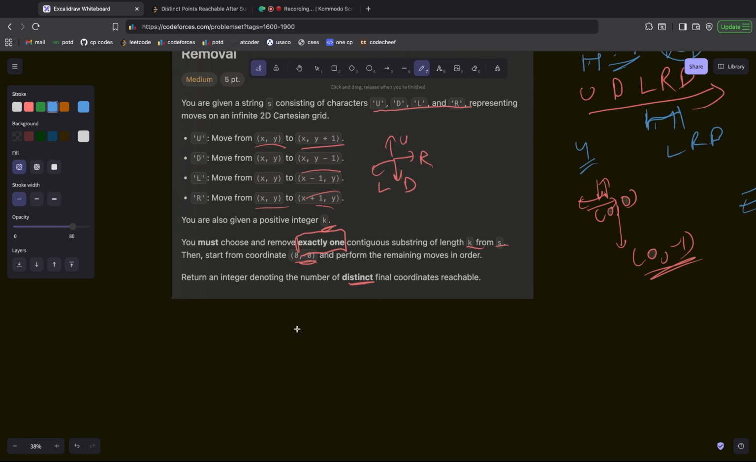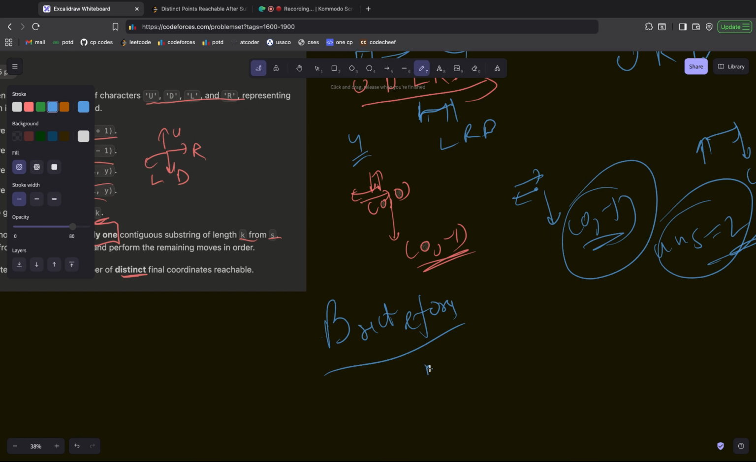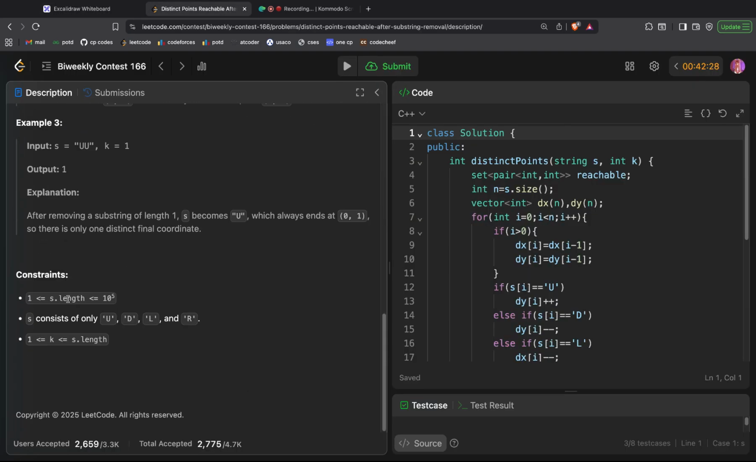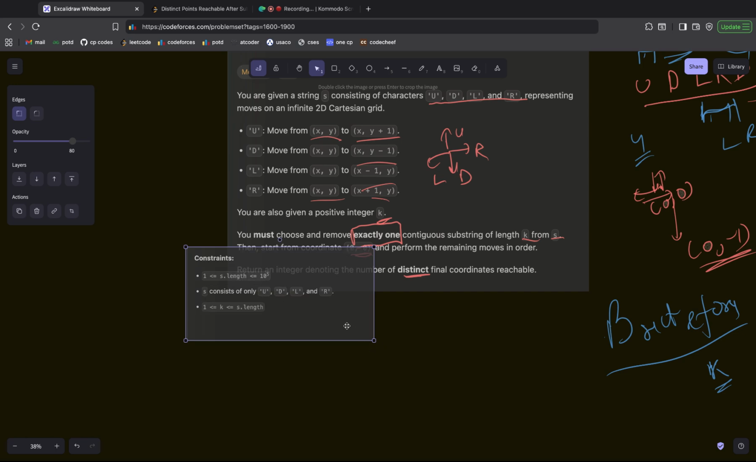So how to solve this? The first thing you can think of is brute force. What will be the time complexity of brute force? You go over all the substrings, starting from 0, then starting from 1, then from 2, and that takes n time. After removing, you construct the rest of the string and find the final coordinate for it. That takes again n time, so that gives you n squared time complexity. If I take a look at the constraints, n is 10 to the power 5, so n squared would become 10 to the power 10, and that would time out.